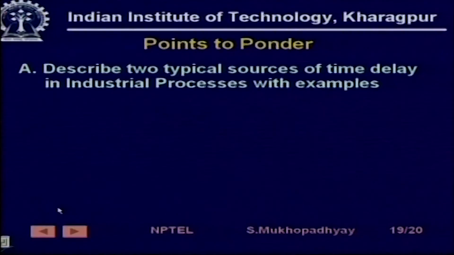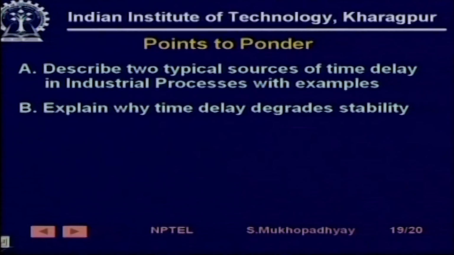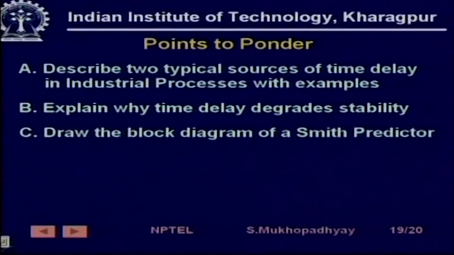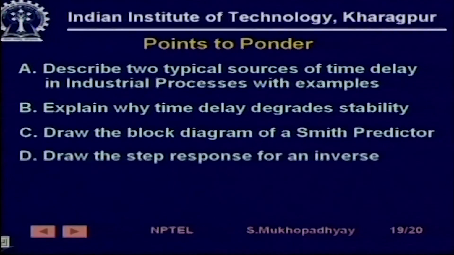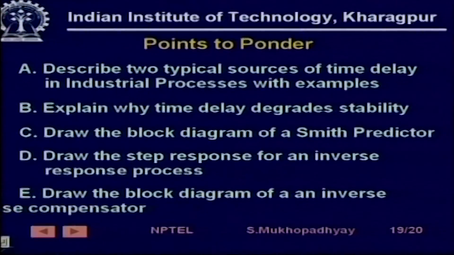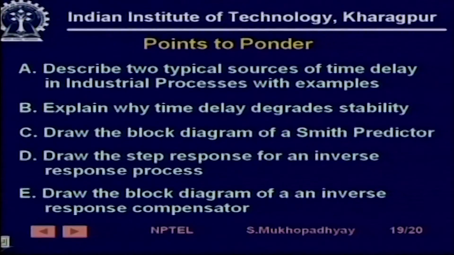To end the lecture, we have as usual some points to ponder. You can describe 2 typical sources of time delay in example industrial processes. Give your example, explain why time delay degrades stability, try to understand it, and draw the block diagram of a Smith predictor. This you should be able to do after this lesson. Also the step response for an inverse response process, and finally the block diagram of an inverse response compensator.